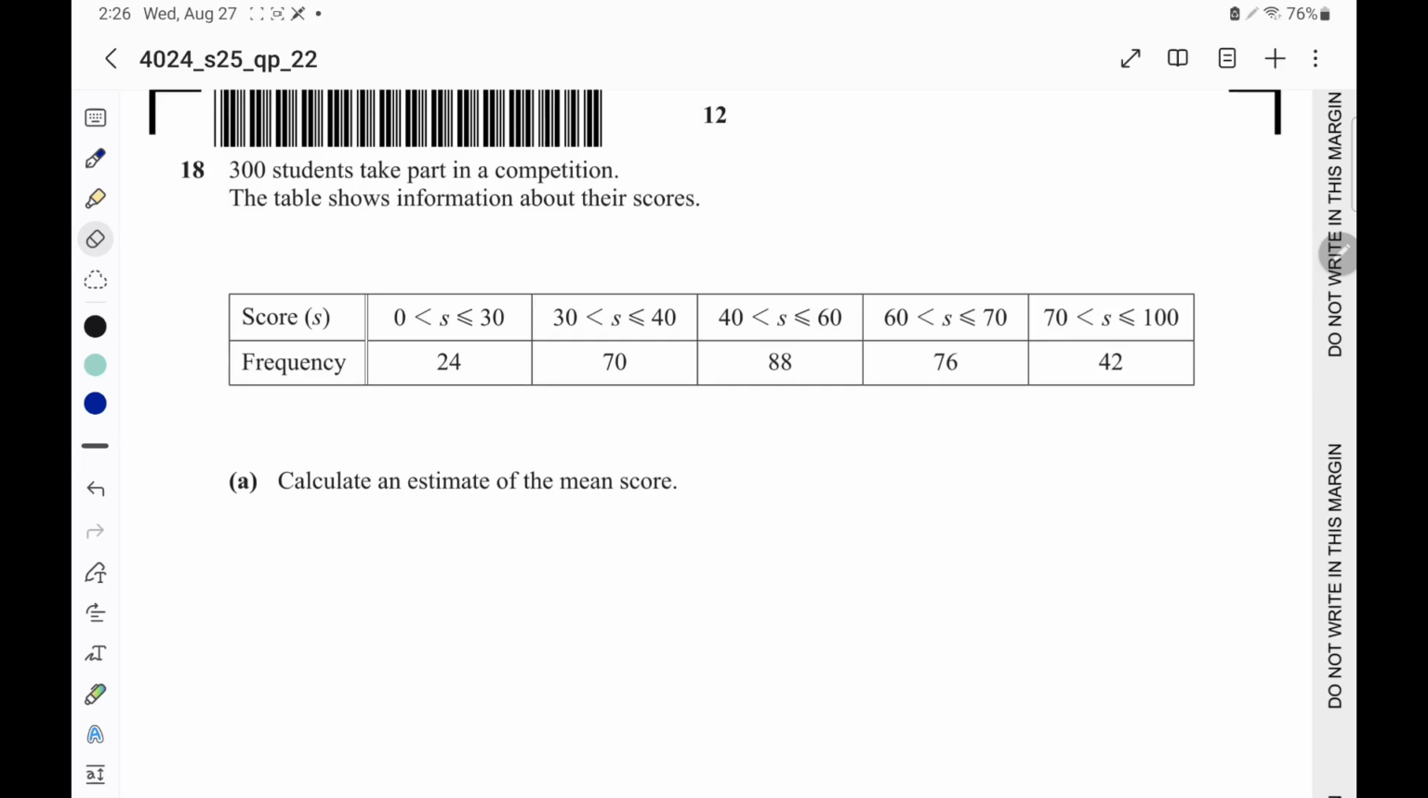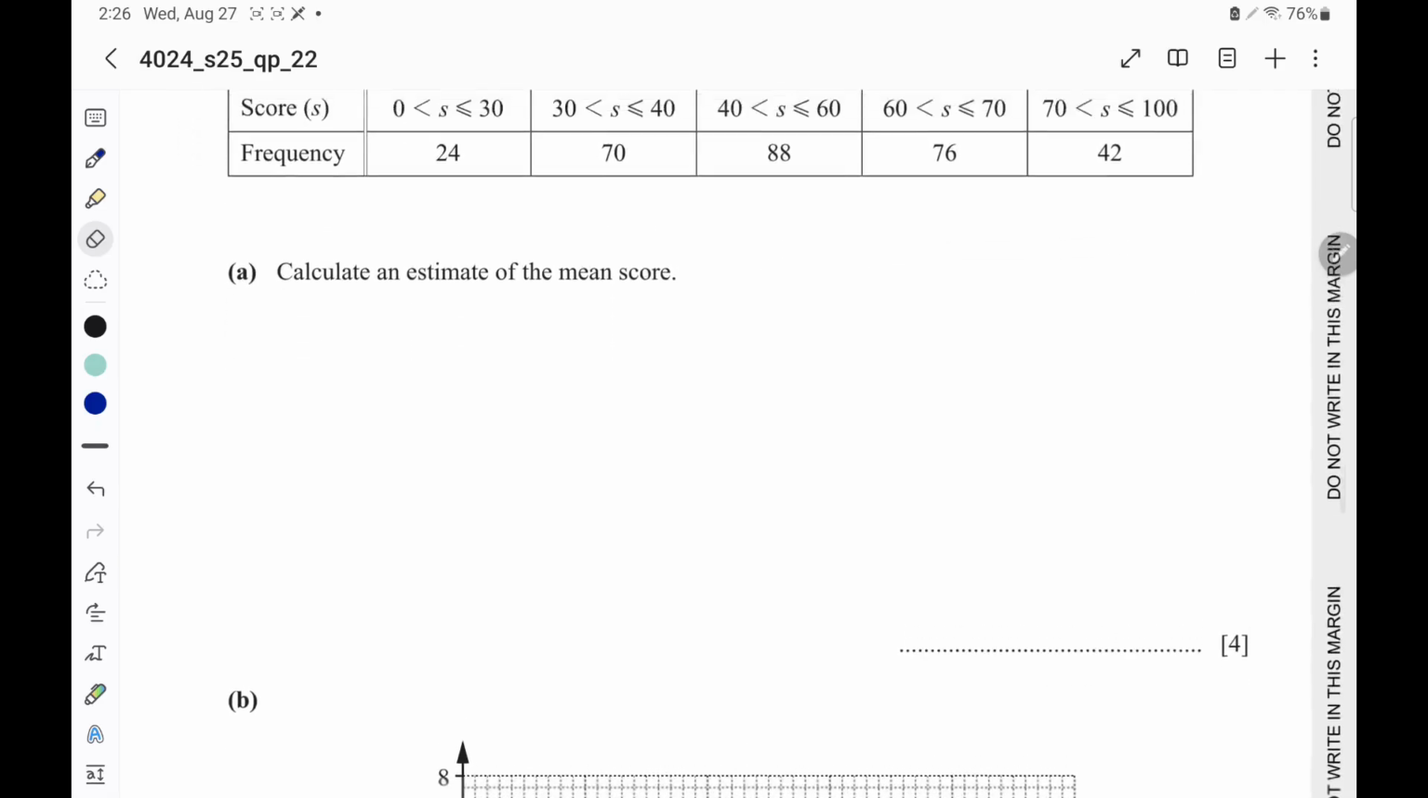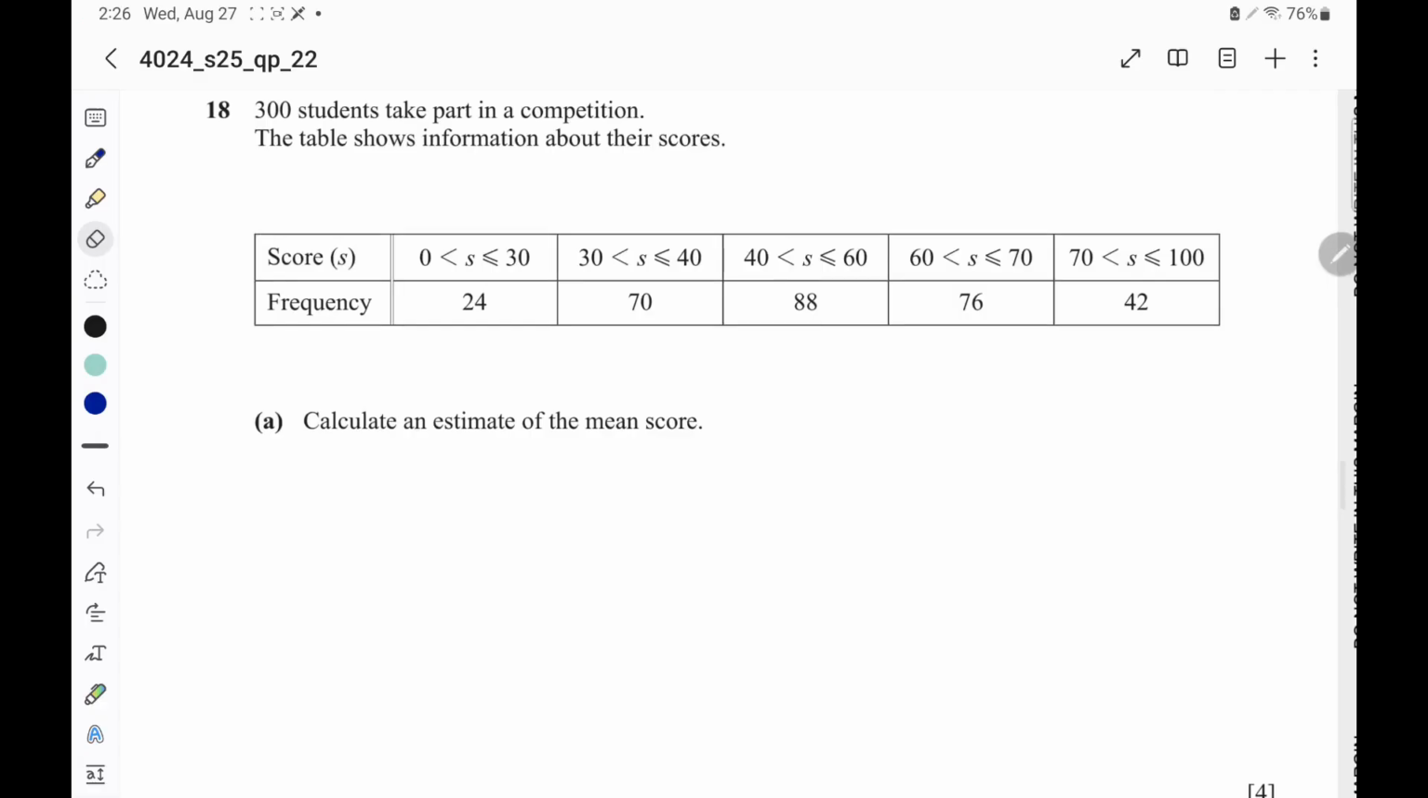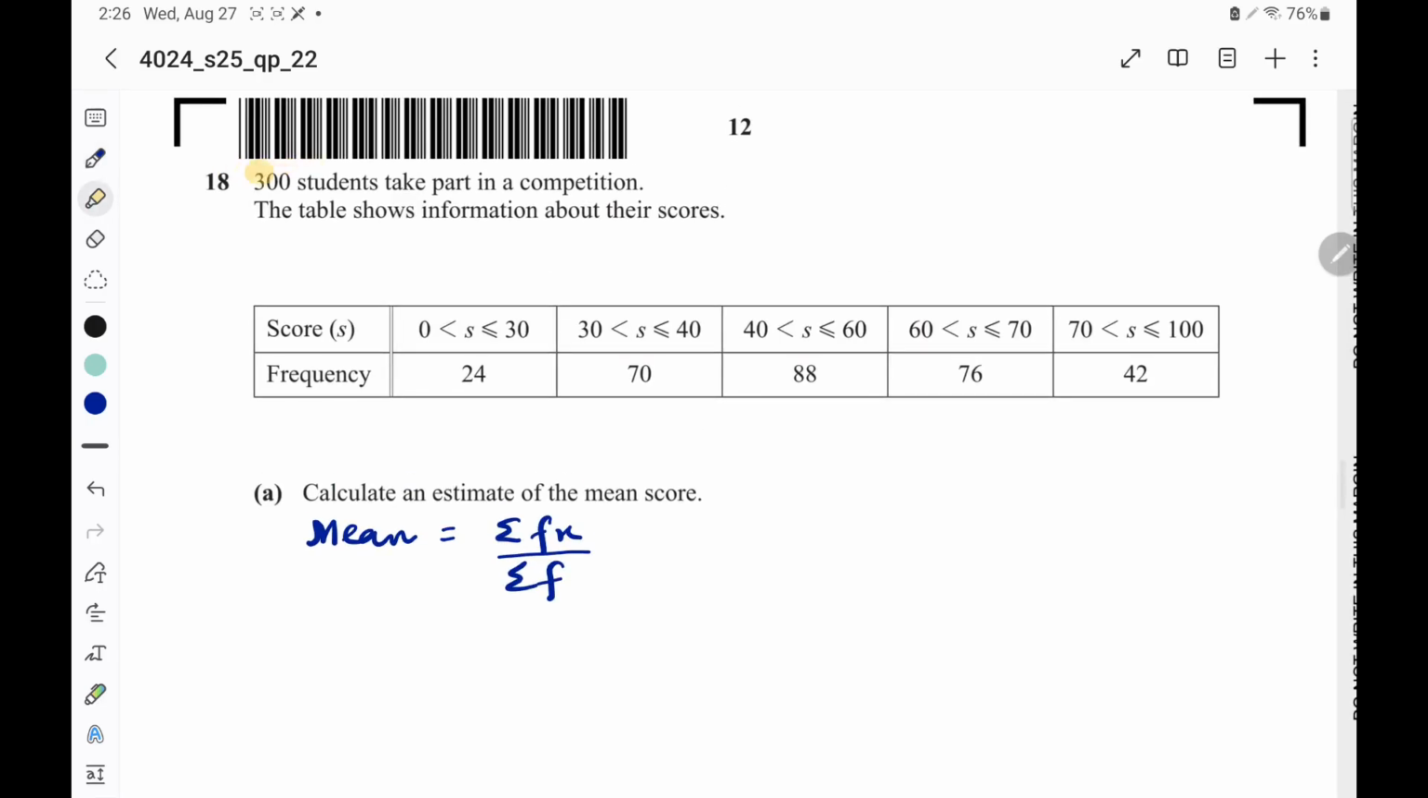They are asking us to calculate an estimate of the mean score, and the marks are 100. It means we'll have to show all these steps. Whenever we have to find the mean, the formula for grouped data is sum of fx divided by sum of f. Mean is equal to sum of fx divided by sum of f, and sum of f we know is 300, and if we add 24, 70, 88, 76 and 42, it will be 300. That is sum of f.